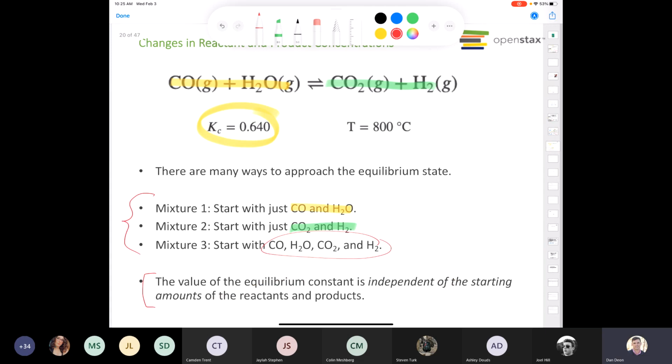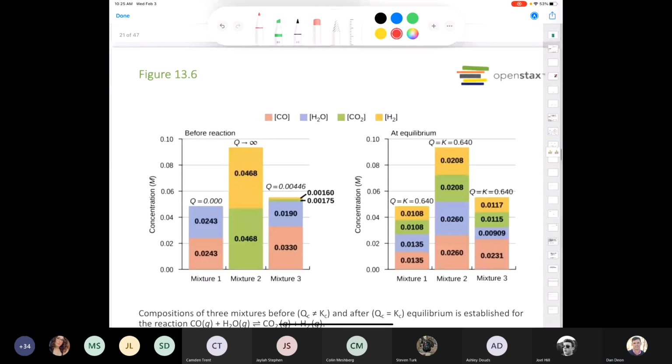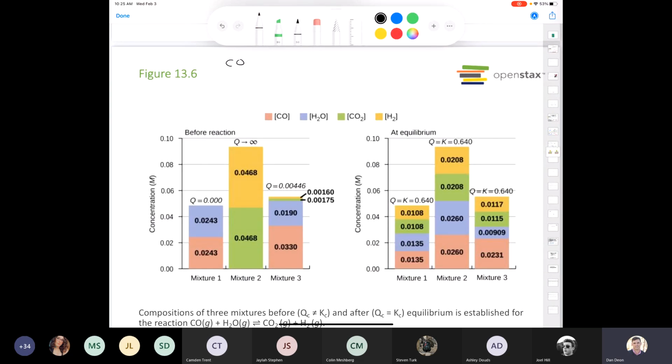Here's the picture, depicting these three scenarios. It's color coded, so let me rewrite the reaction here. You have CO, gaseous, plus H2O, gives you CO2 plus H2. So there's our reaction. We know that our Qc would be calculated as the concentration of CO2 multiplied by the concentration of H2, divided by the concentration of carbon monoxide times the concentration of water. There's all the players.